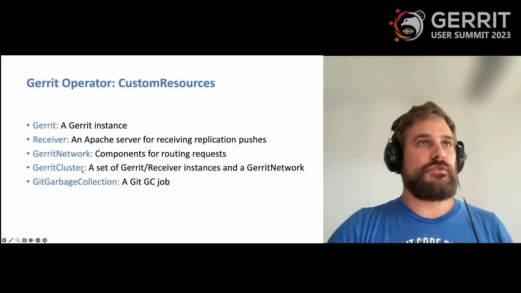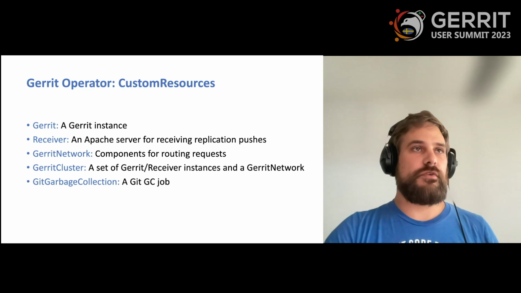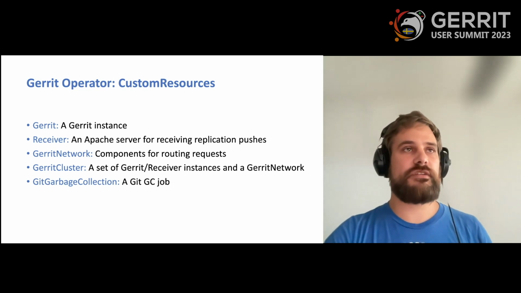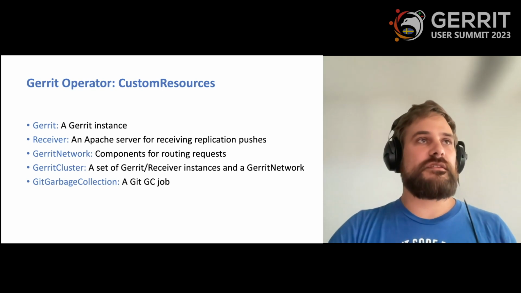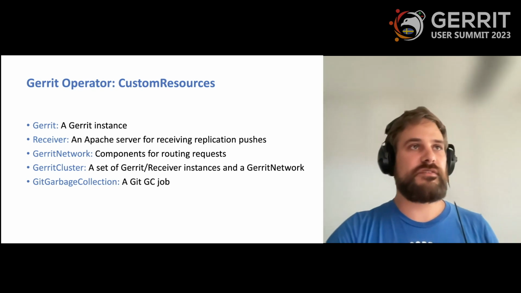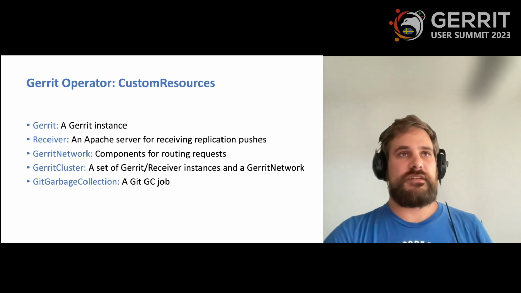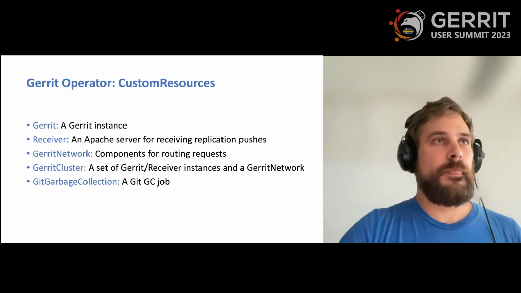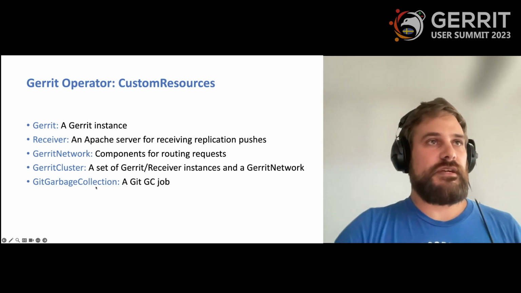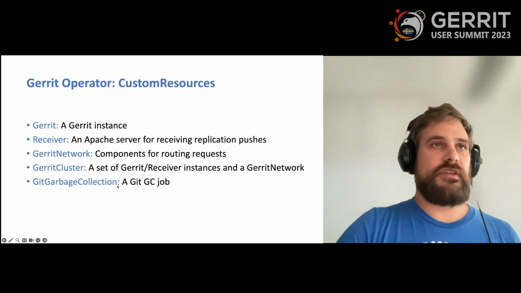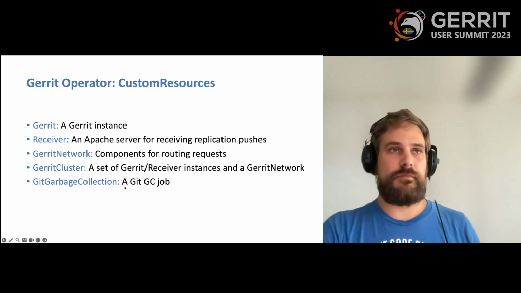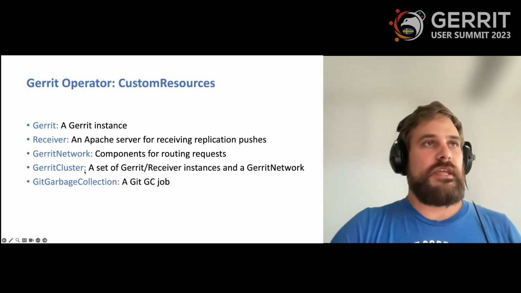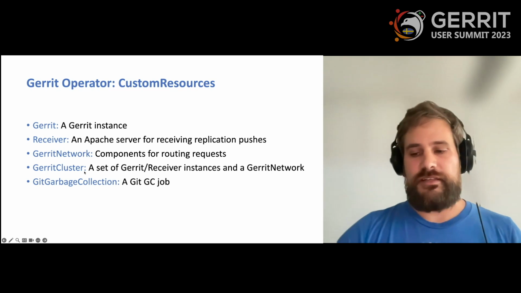But what you should actually use to deploy Gerrit into your Kubernetes cluster is the Gerrit cluster custom resource, because that resource combines the 3 other custom resources and makes it even easier to set everything up and reduces the number of configuration options needed. And then we also have the Git garbage collection custom resource, which represents a Git garbage collection job, so that the operator can also take care of that. So we named this one custom resource a Gerrit cluster.